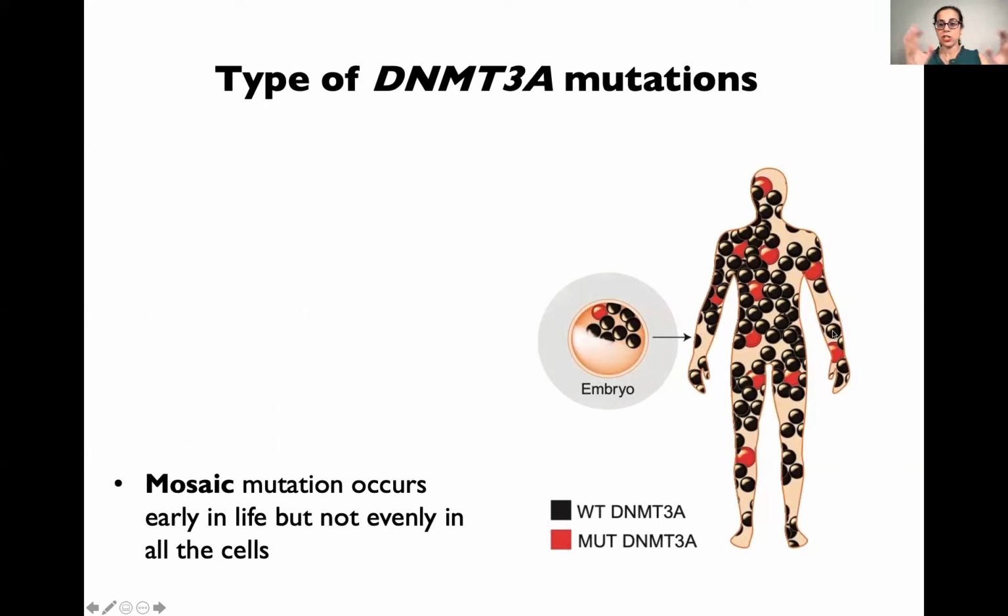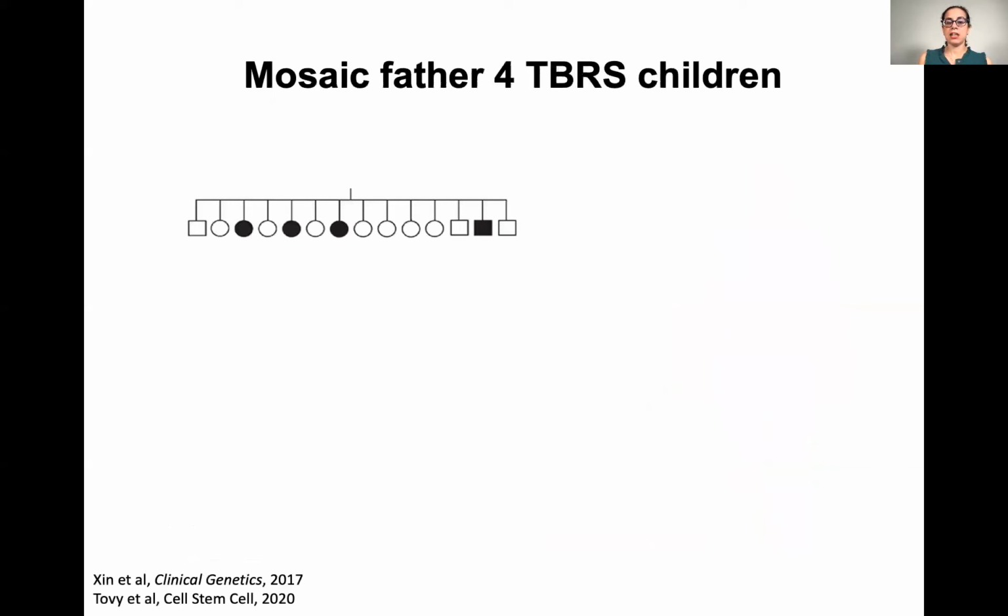And of course, these ratios can change, and some tissues can have more, some tissues can have less, and I'll show you what it means and what we think it means. So the reason we think mosaics are really important is because in one of the studies we came across an individual that was mosaic. The reason we found this individual is because he had 14 kids and 4 of them had TBRS, but the other kids had a normal copy of DNMT3A.